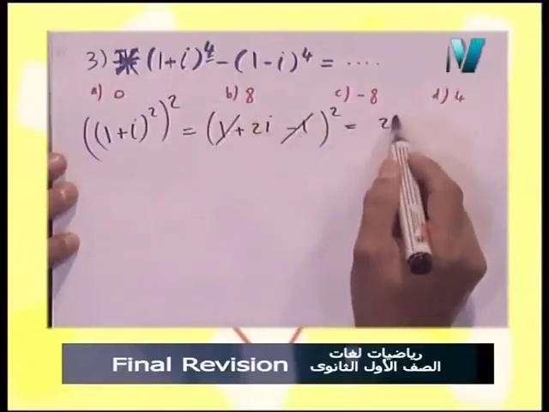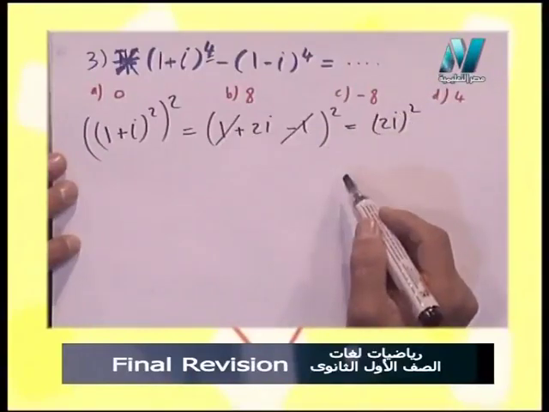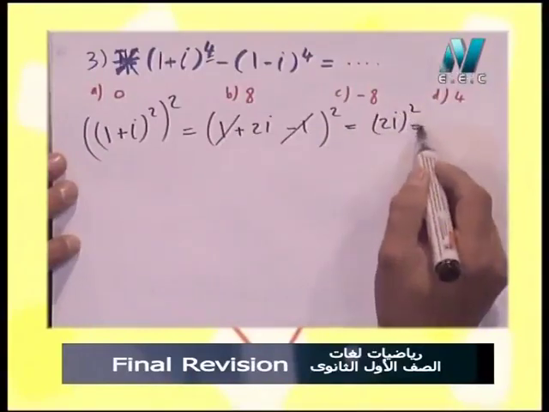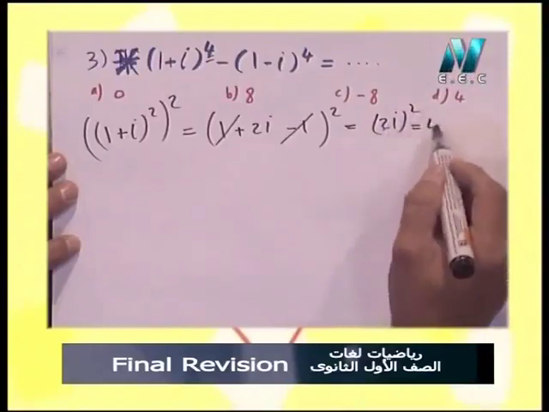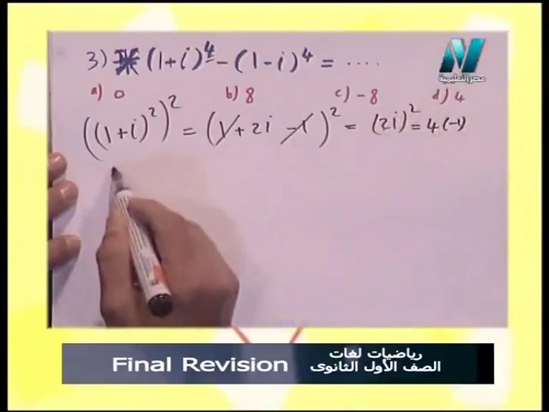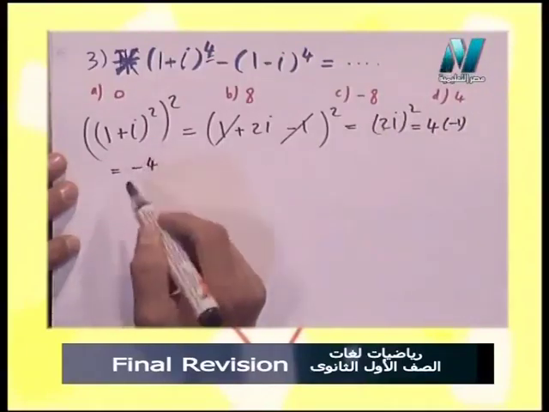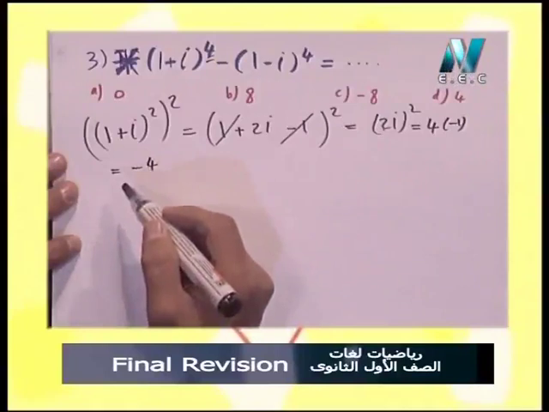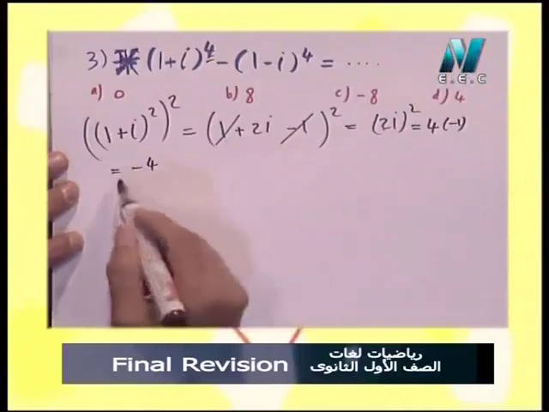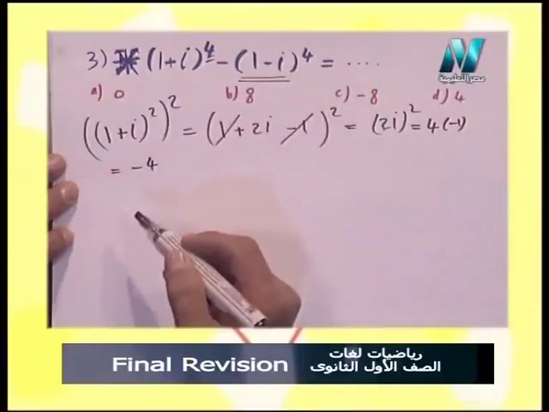So we have (2i) all power 2. (2i) all power 2 equals 2 power 2 equals 4, and i power 2 equals negative 1. So the final answer for this part equals negative 4. Okay, and we will find out this part also.